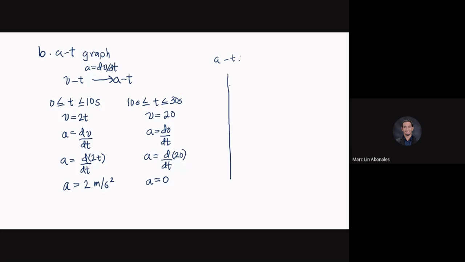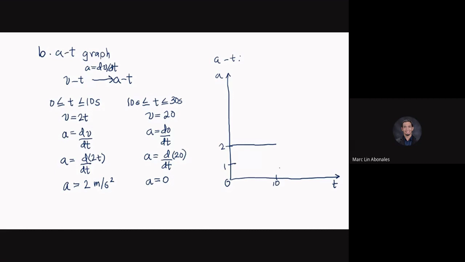Vertical is the acceleration and horizontal is the time. Again, this is the origin. During the time interval na 0 to 10, ang iyang acceleration is 2. So 1, 2. So since it is a constant acceleration, horizontal line na siya, until the time na 10 seconds.